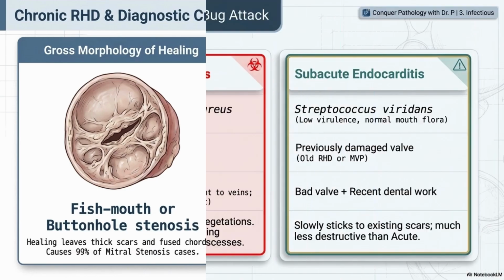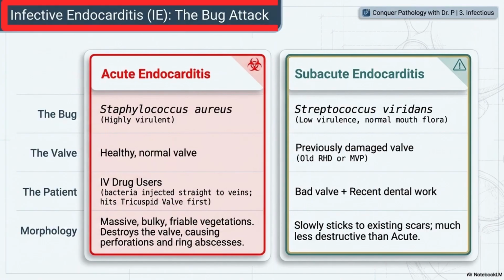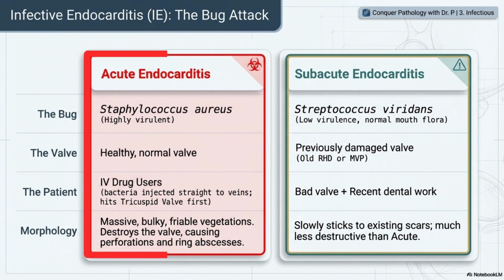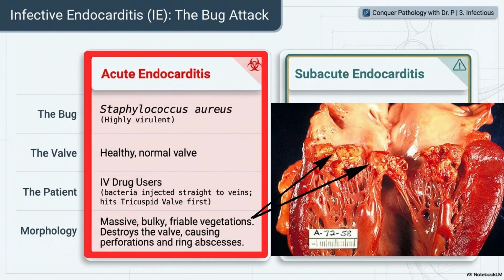Now for our third mechanism, the bug attack or infective endocarditis. We classify this into acute and subacute. Acute endocarditis. The bug is Staph aureus, which is highly virulent. It attacks a healthy normal valve. The classic patient is an IV drug user because bacteria are injected straight into the veins and hit the tricuspid valve first. The morphology shows massive, bulky, friable vegetations that destroy the valve, causing perforations and ring abscesses.